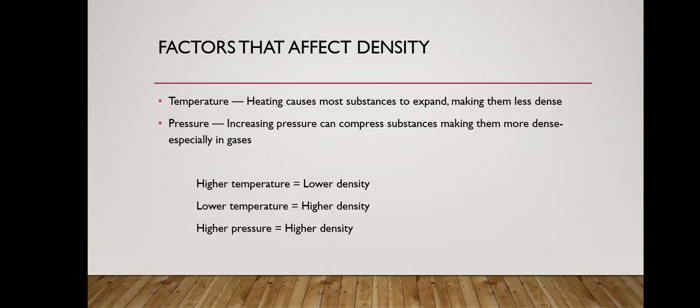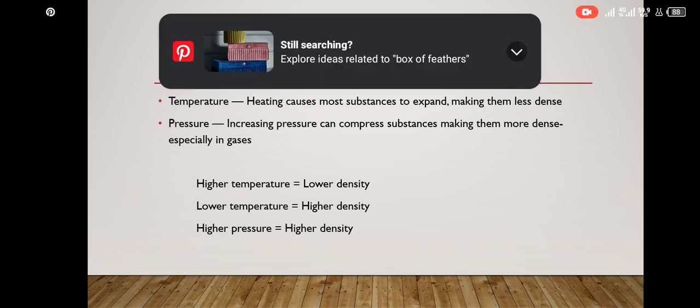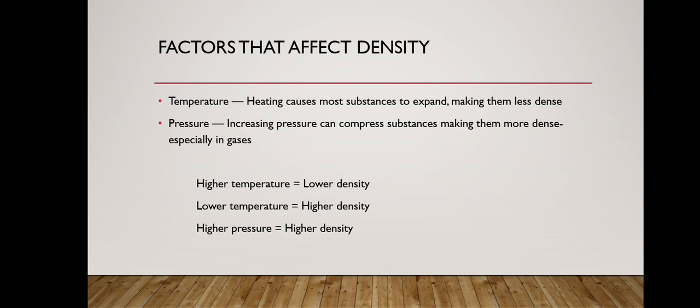Now, what affects density? The two main factors that affect density are temperature and pressure. For temperature, when we heat substances, it causes them to expand, thereby making them less dense. But for pressure, when we increase pressure, we can compress the substance, making it more dense.